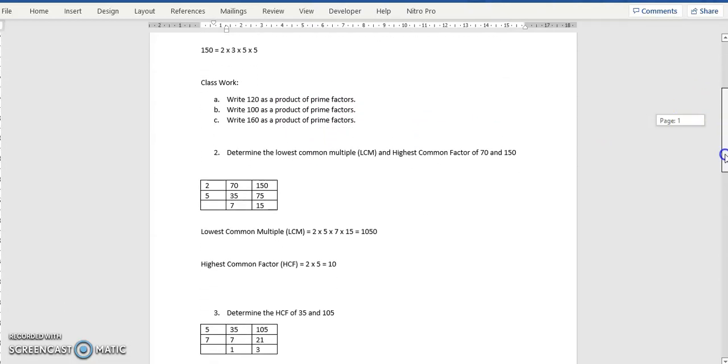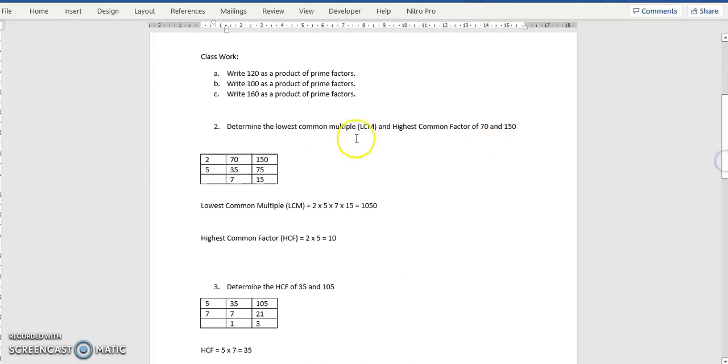Then the next one. Determine the lowest common multiple and highest common factor of 70 and 150. We have the idea of writing a number as a product of its prime factors. So we use that idea here. Alright. So this time we have 2 numbers. They want us to find the LCM, which is the lowest common multiple, and HCF, which is the highest common factor.